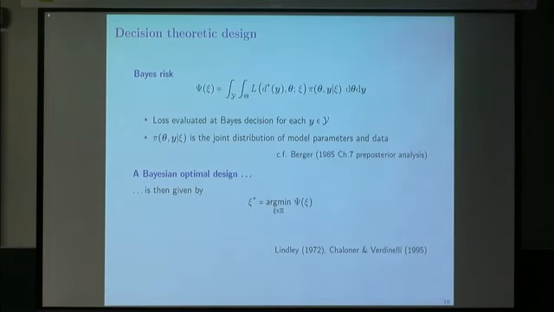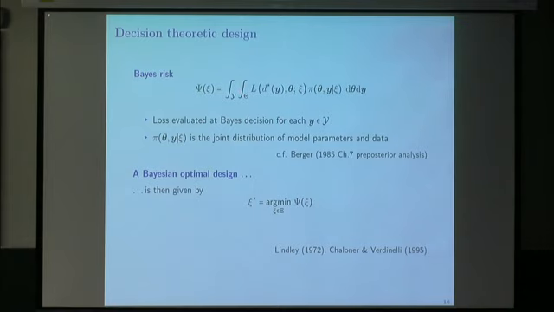However, our problem is to find the design with which we are going to collect the data. So we need to derive our objective function that we are going to use to find the design. This can be done through the Bayes risk, which is basically the loss function evaluated at the Bayes decision, and because we don't have any data prior to the experiment, or we don't know the model parameters, we need to integrate out with respect to the data and the unknown parameters.